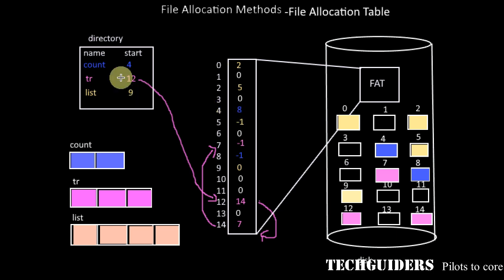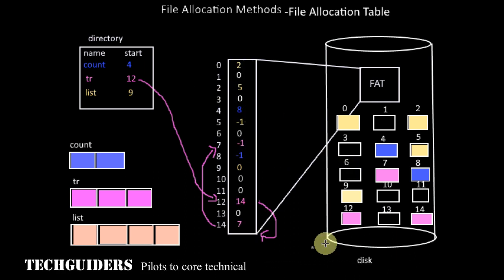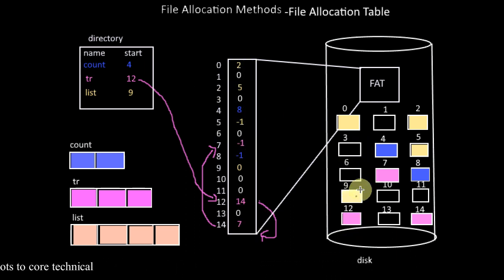Thus the directory points to the address of the first block, and all the remaining information about the chain or the linked list is maintained in the file allocation table. Whenever the disk is in use, the FAT or file allocation table is read into the main memory.